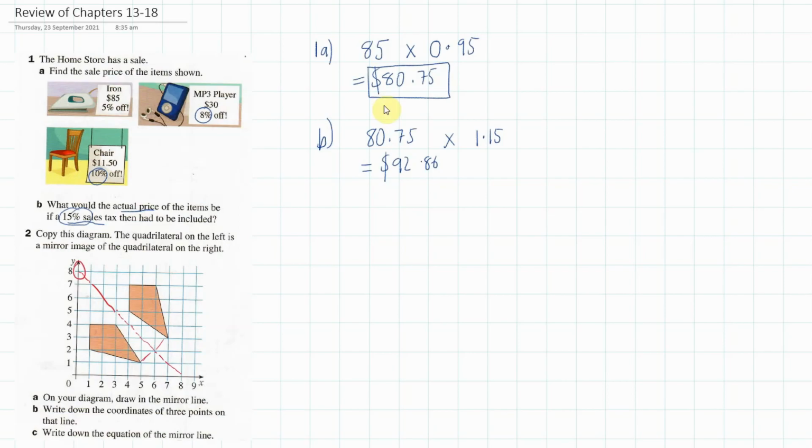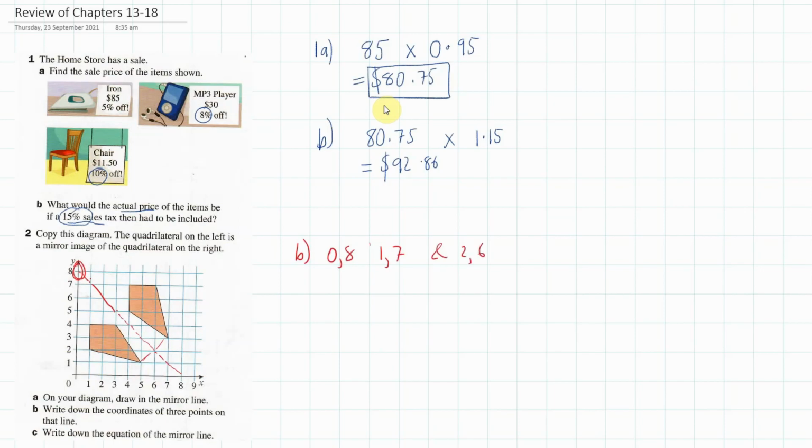Right, now we've got to write down the coordinates of 3 points. Well, we've got this one here, which is 0, 8, so 3 coordinates would be 0, 8, 1, 7, you can see it's just going down like that, and 2, 6.